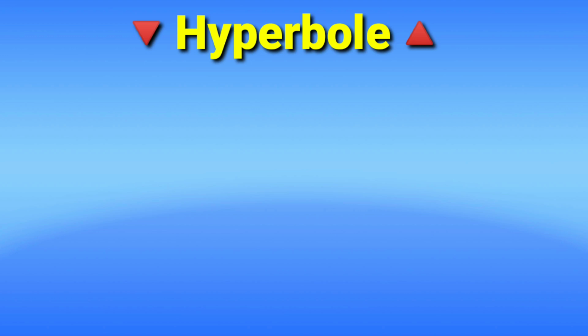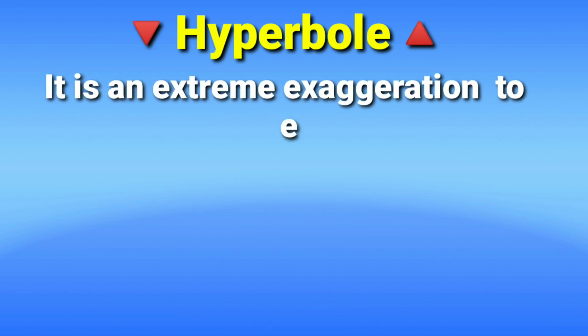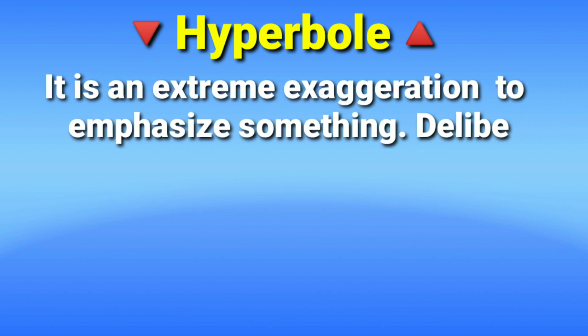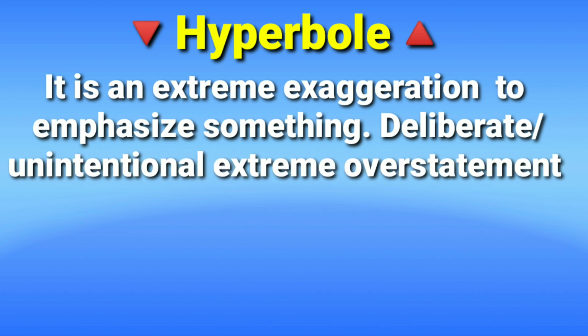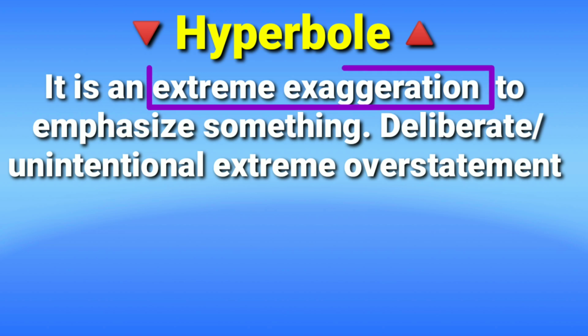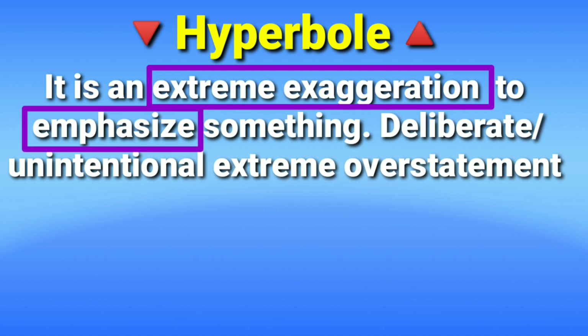Let's see what the definition of hyperbole is. It is an extreme exaggeration to emphasize something, or it can also be defined as deliberate or unintentional extreme overstatement. Now friends, in that definition also we have two important points: extreme exaggeration, and the purpose of that exaggeration is to emphasize something. Now let's understand it through the examples.